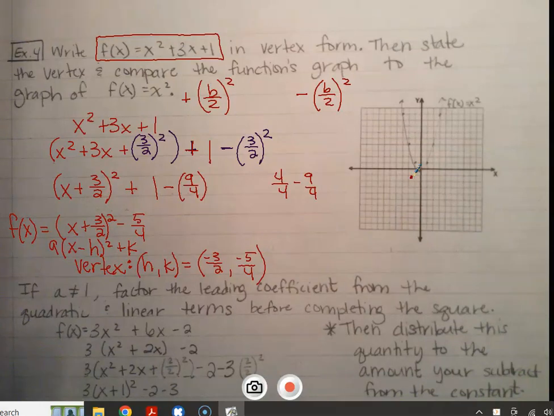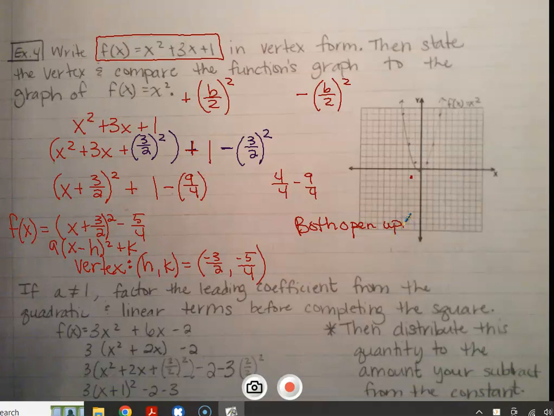But it says compare the function's graph to the graph of f of x equals x squared. So what can you tell me? You don't even really have to graph it. Or you can graph it, like you can tell me what happens. But if we compare it, how about we compare how it opens? How is this graph going to open? It's going to open up just like the other one. So both open up. That doesn't change.